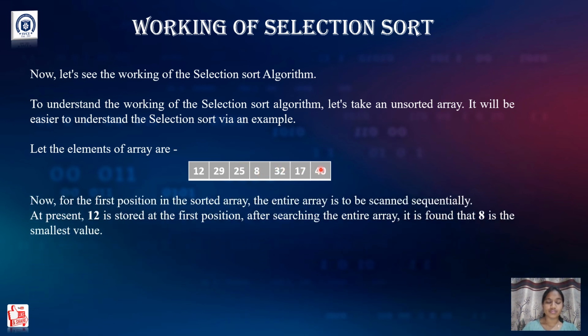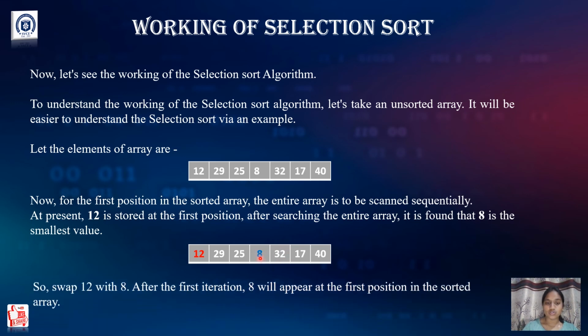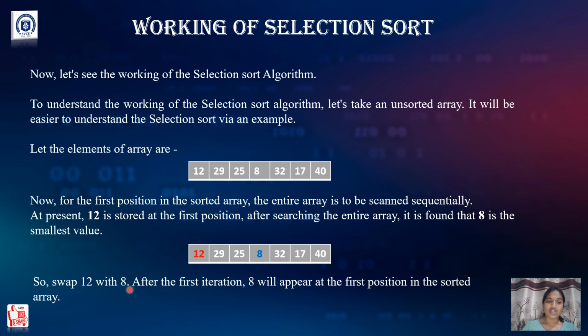So now for the first position in the sorted array, the entire array is to be scanned sequentially. At present, 12 is at the first position. After searching the entire array, it is found that 8 is the smallest value in the array, where i will be in the position of 12 and j searches for the smallest element in the array. It is found that 8 is the smallest element in the unsorted array. So swap 12 with 8.